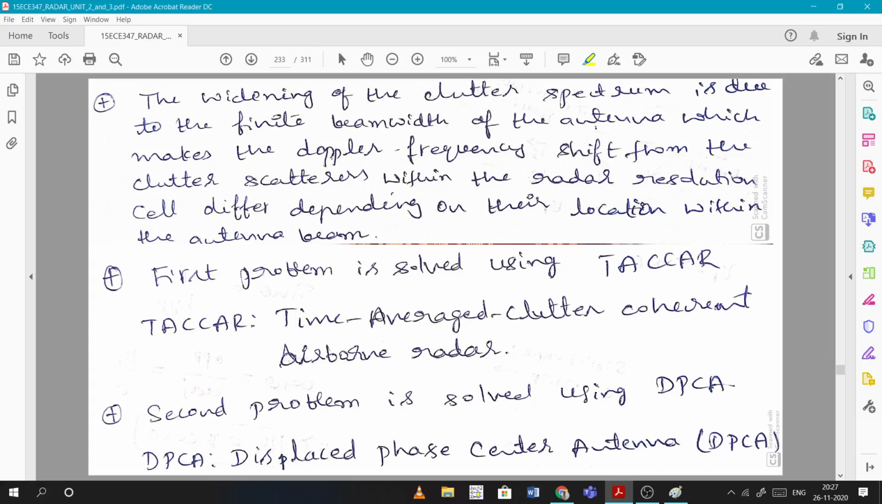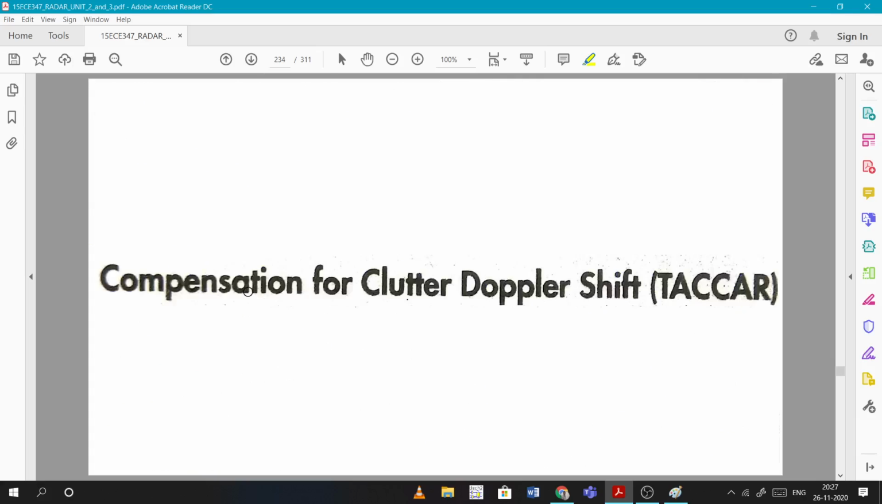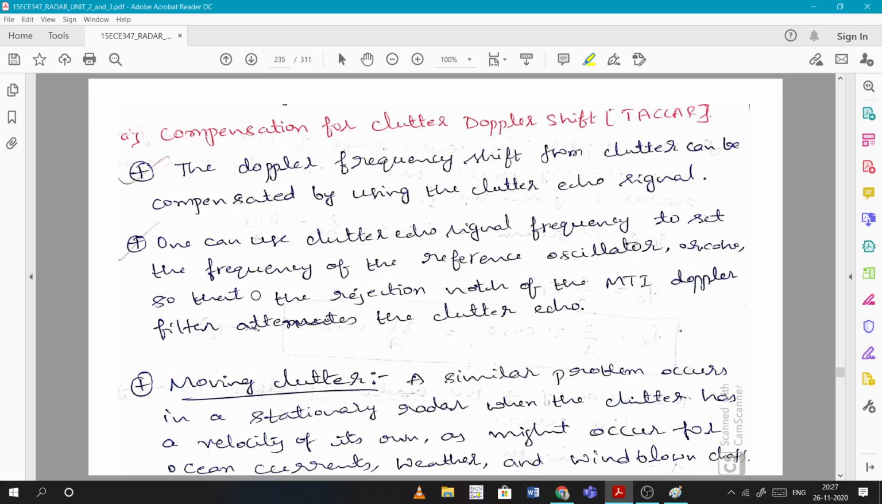The second problem is solved using DPCA. DPCA means displaced phase center antenna. So, compensation for clutter Doppler shift, that is the first case. To resolve this first problem, we are using TACCAR, time averaged clutter coherent airborne radar.